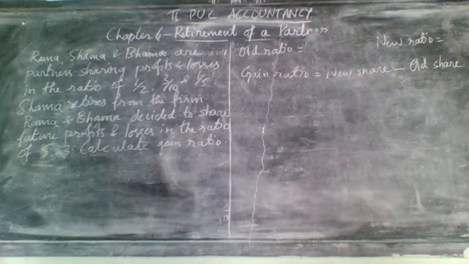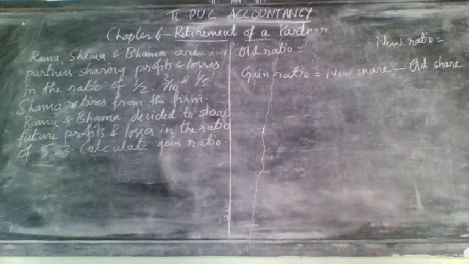One more problem I have given here. Let us read this once. Rama, Shama and Bama are partners sharing profits and losses in the ratio of 1/2, 3/10 and 1/5. Shama retires from the firm. Rama and Bama decided to share future profits and losses in the ratio of 5:3. Calculate gain ratio.